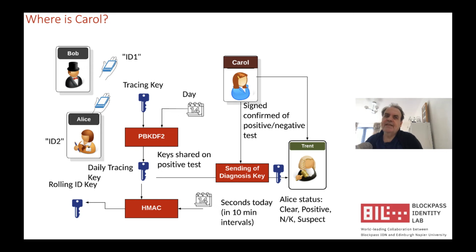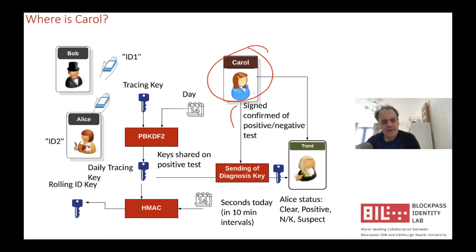Then we need to understand, where is Carol? So we bring in Carol here, and Carol is a COVID-19 tester. She has a lab, and she's proven to have good quality tests and can prove whether Alice has COVID-19 or not. Then we need to integrate Carol into the whole of the infrastructure.